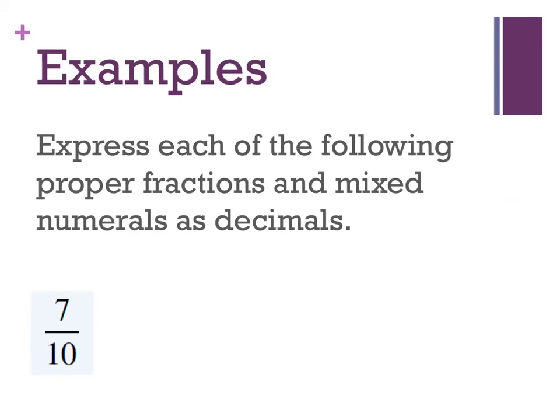Express each of the following proper fractions and mixed numerals as decimals. 7 over 10, that's a fraction. Oh, but wait, hold on. I just looked at place value, didn't I? Okay, so if I've got 7 tenths, that tells me that's in my tenths place value. I know when I do a decimal, I'm going to do 0 and a dot. I know my tenths place value. Is it the first one or the second one? Oh, it's the first one. So if I've got 7 tenths, I could represent that as a decimal as 0.7.